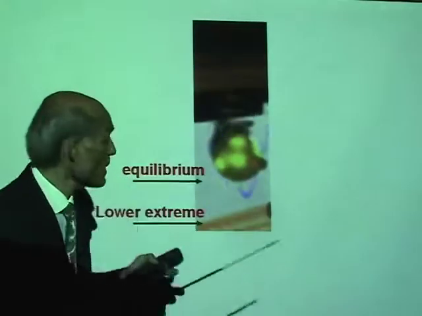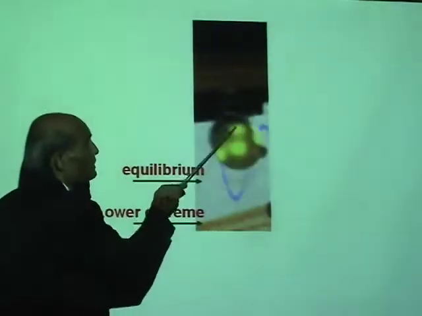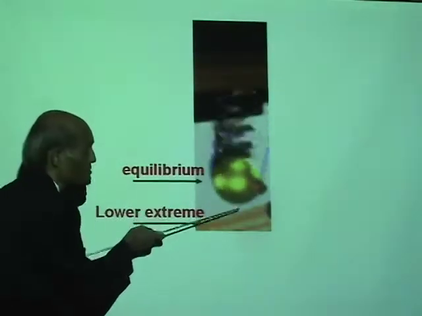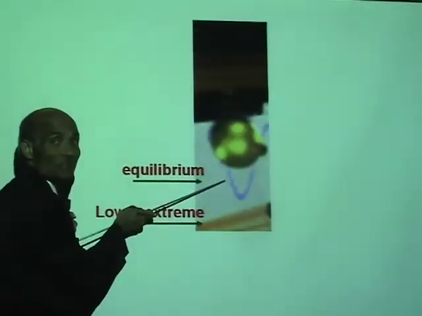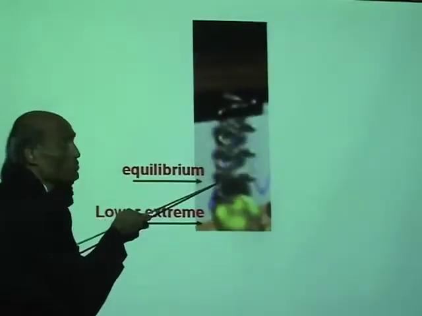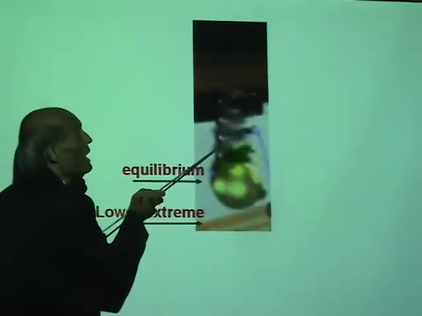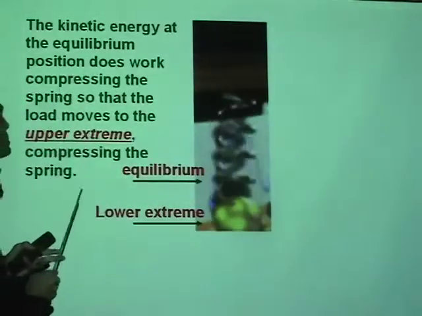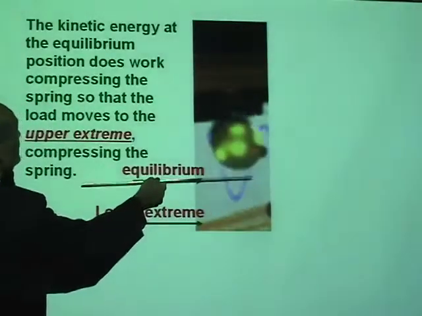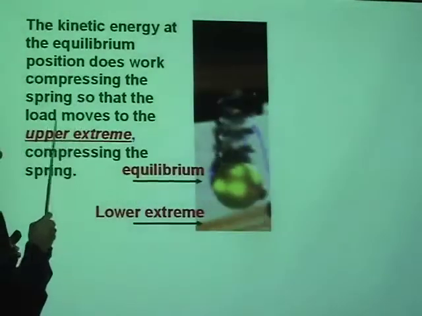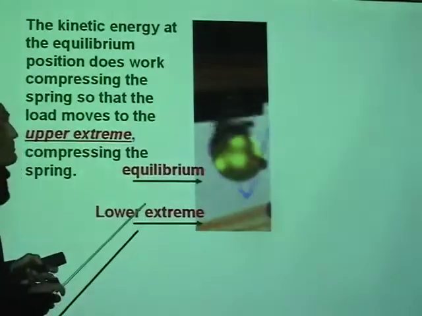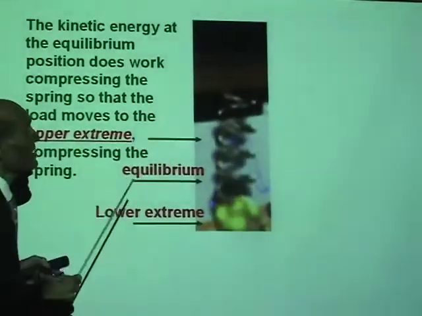Because it has now acquired a speed. You see, by rushing back because of the potential energy of the spring, it has acquired a certain velocity at the equilibrium position. Therefore, it cannot stop there. It will move up, compressing the spring. The kinetic energy at the equilibrium position does work in compressing the spring so that the load moves to the upper extreme. That is the upper extreme.